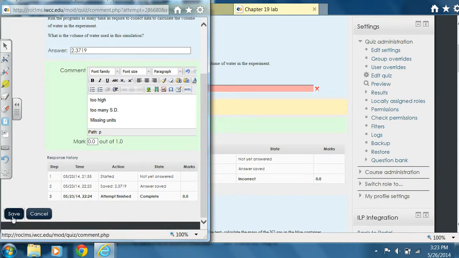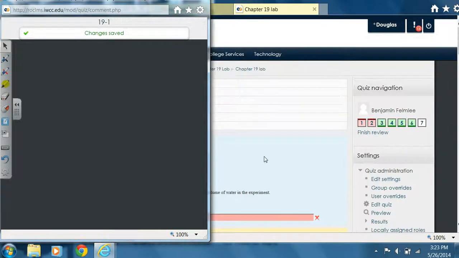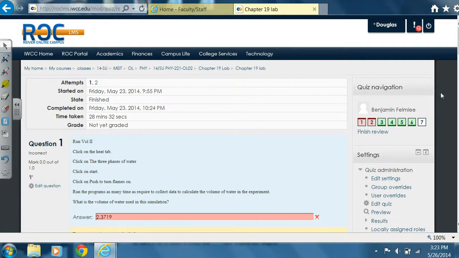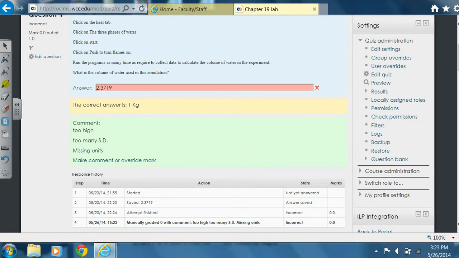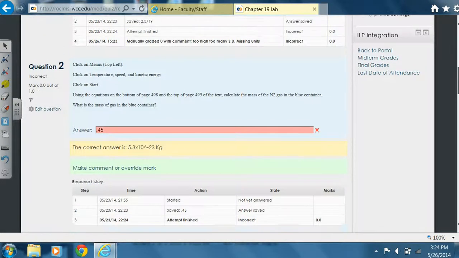We'll go and make that comment real quick, and then we'll come over here and you notice that the key says the correct answer is 1 kilogram, but it wants to know the volume of the water. So that means the right answer would be 1 liter. And so I did that on purpose so that the student couldn't just keep guessing and get the right answer because the key's wrong. So I don't think you're going to think that's clever, but that's okay.